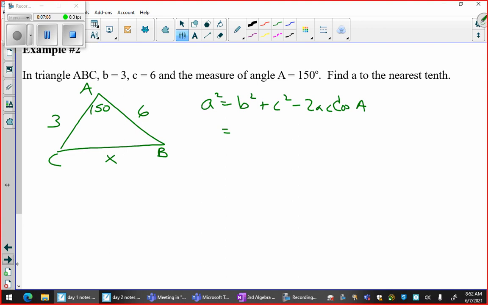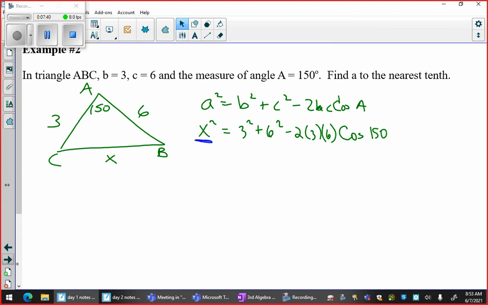Oh, this one was nice. It actually matched up with the letters. I personally always start right here, cosine of 150. From there I go, okay, that's x. And then I'm going to put those in. B is 3, C is 6. Oops, that's a B. B, C. And again, my variable is here. Put that in, take the square root.